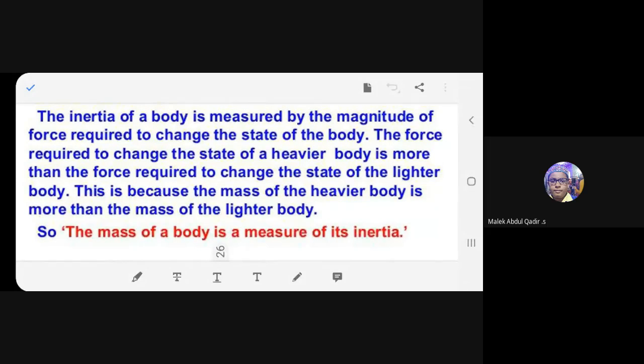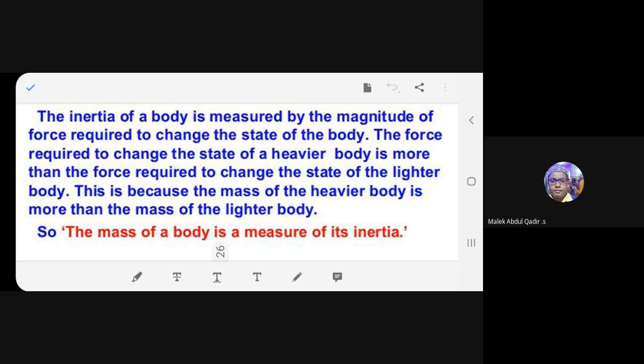So, the mass of the body is a measure of its inertia. So it is directly proportional. Mass, inertia. More mass, more inertia. Less mass, less inertia. What do you say?